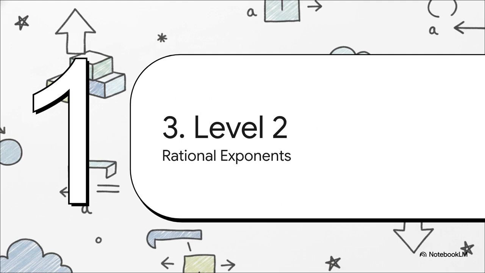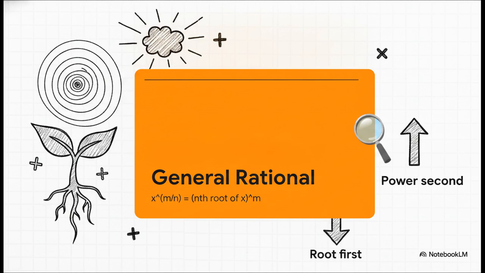Section 3. Now that we've mastered the basics, we're ready to step it up. Welcome to Level 2, General Rational Exponents, where we finally add a numerator to the mix. So, what happens when your exponent is a full fraction, like, say, 3 over 2? Well, it's actually pretty simple. The denominator still tells you the root. That hasn't changed at all. But now the numerator tells you the normal power to apply right afterward. Think of it as root first, power second. Basically, you make the number smaller by taking the root, and then you make it bigger by applying the power.